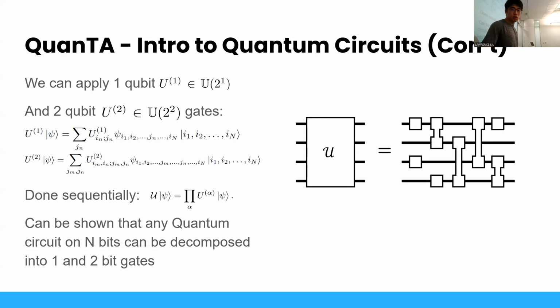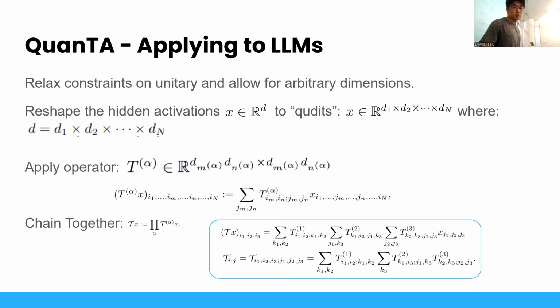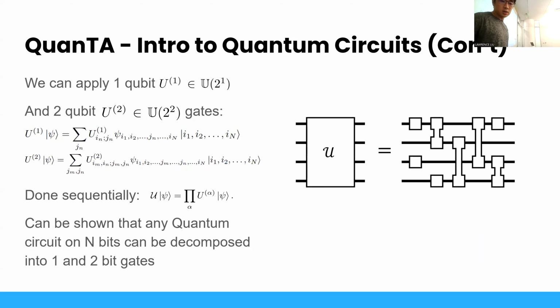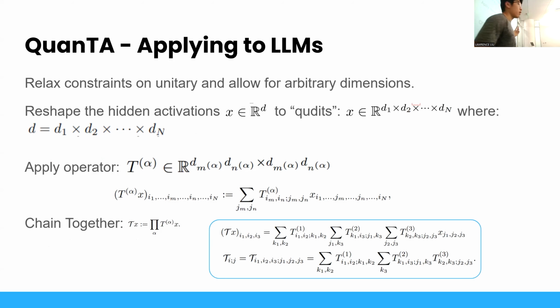So how do we use this for fine tuning? The first thing we do is, in quantum mechanics, these gates have to be unitary. And we relax that constraint and allow, instead of 2 by 2, for arbitrary dimensions. So instead of qubits, we have what they in the paper call qudits, because it's basically d by d by d, the dimension.